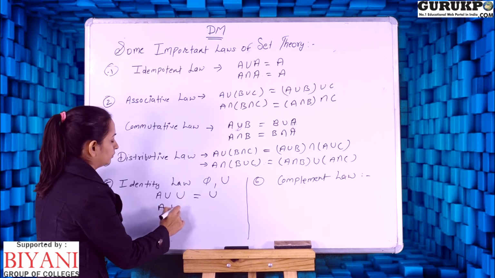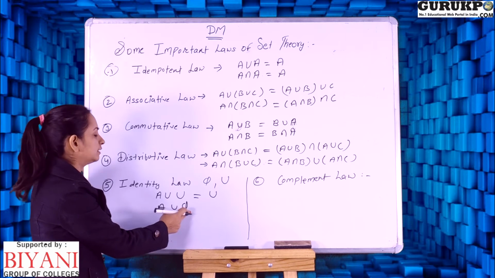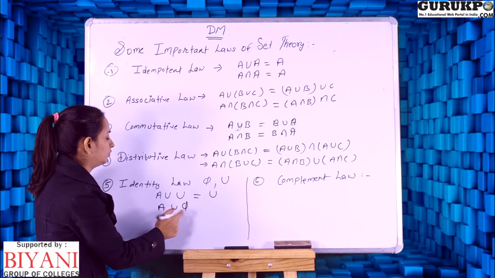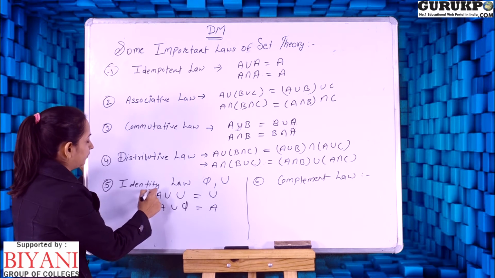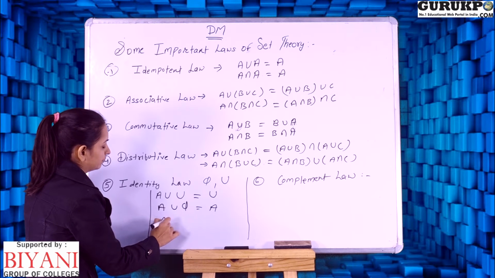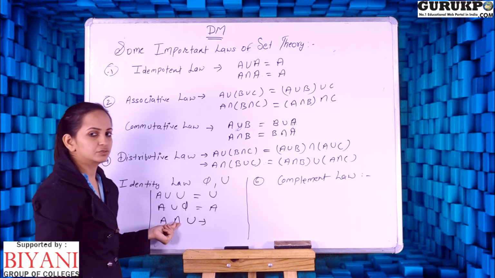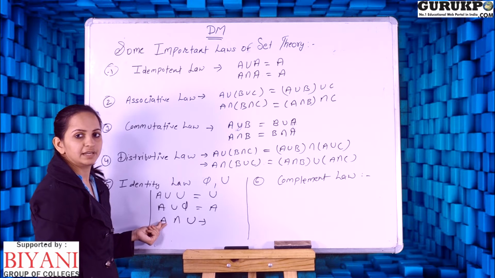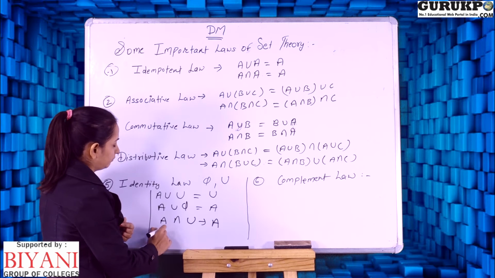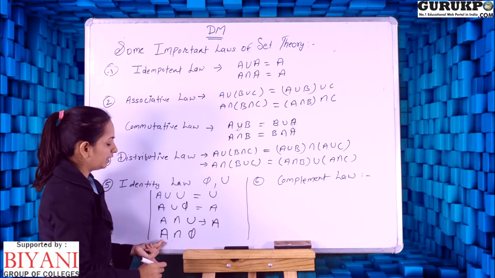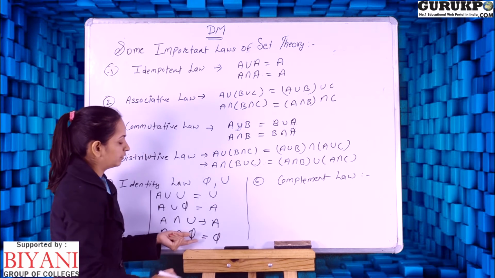But if I apply a union on A and phi, where A is my set and phi is a null set, there is no element in this set. So if I apply union on these two sets, what will I get? I will get A. But if I apply intersection on both sets, for example A intersection U, intersection gives me the common elements. So if I apply intersection on my set A with the universal set, I will get my own set A back. And if I apply intersection on A and phi, phi has no elements, so there is no common element between them, so phi will be the result.